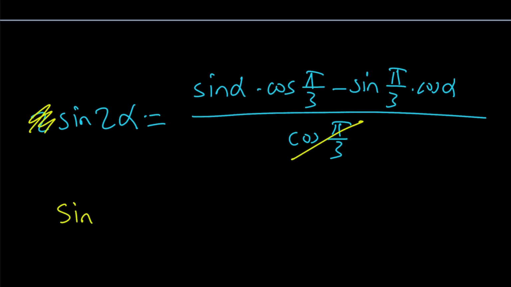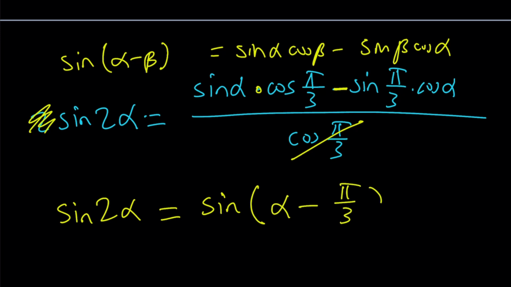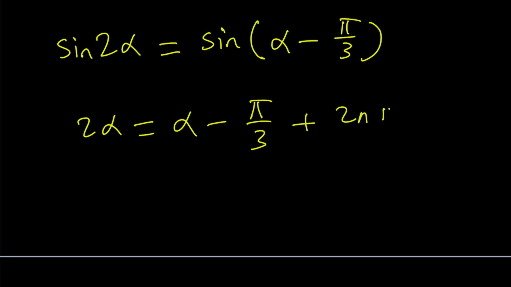Now, the left-hand side is sine 2 alpha, and the right-hand side, notice that is a difference formula. Sine alpha cosine beta minus sine beta cosine alpha is equal to sine of alpha minus beta. Make sense? Hopefully you know these formulas. So in other words, the right hand side is equivalent to sine of alpha minus pi over 3. Now we've got a simple trigonometric equation. We can solve this like 2 alpha equals alpha minus pi over 3 plus 2n pi. Put the alphas on the same side. Alpha equals negative pi over 3 plus 2n pi.